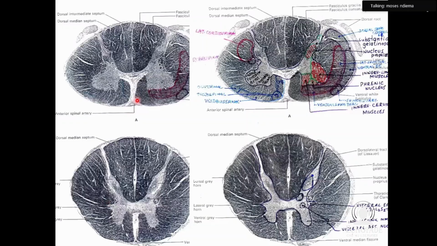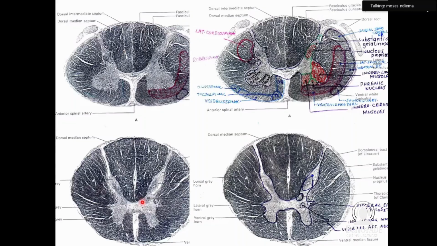Here, the proportion of the white matter is relatively larger than the gray matter, but we do not have a lateral horn. That means we are at a position above T1. So we are in the cervical. So this is a cervical segment of the spinal cord. This is a thoracic segment of the spinal cord. So you can see the difference.